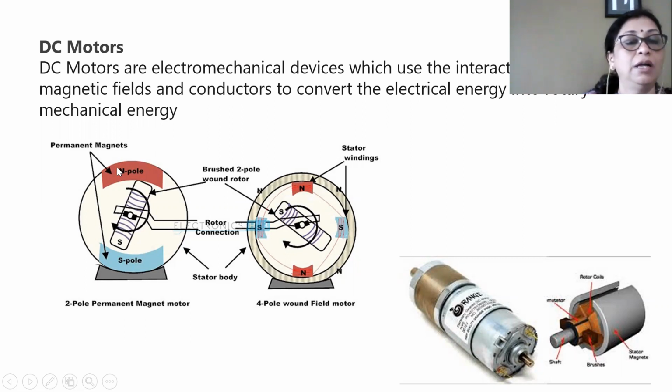Okay, and in that magnetic field, there is a coil, and this coil is connected to external DC power supply. External DC power supply through a device which is called as commutator. Okay, so this commutator is connected to this rotor.